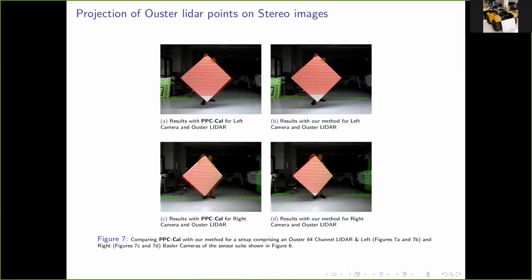Lastly, we compare the obtained extrinsic calibration with the known factory stereo calibration. In figure 7, we show the projection of Ouster LIDAR points on both the left and right cameras of the stereo system using the extrinsic parameters estimated using PPC-Cal and the proposed method. We can clearly see that in figures 7a and 7c, which utilize the parameters estimated using PPC-Cal, the projected LIDAR points overshoot the calibration target. But no such overshoot is visible in figures 7b and 7d.